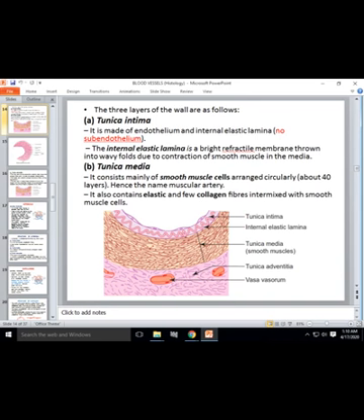Then comes the tunica media. It consists of mainly smooth muscle cells arranged circularly, about 40 layers. Hence, its name is muscular artery. This tunica media also contains elastic fibers and few collagen fibers, which are intermixed with the smooth muscle cells.